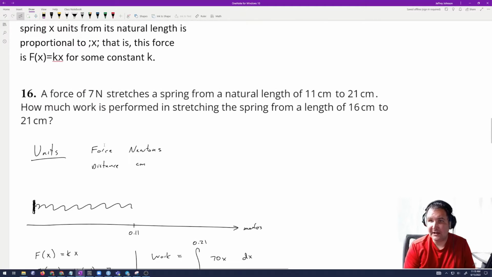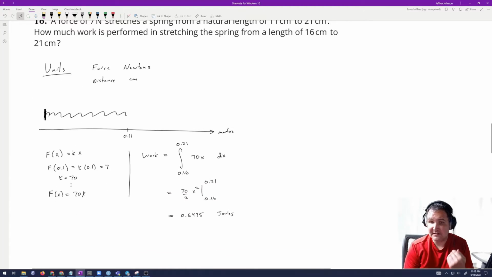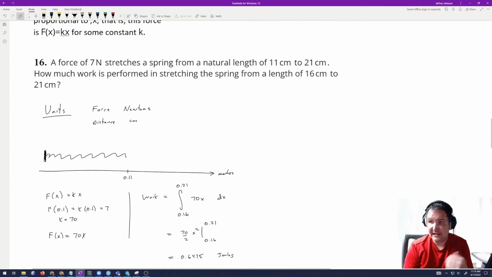So that is how much work it is to move the spring this far. Keep an eye on the units of the problem, and when you're talking about springs, you want to be able to find the spring constant, the constant of proportionality, given some information about the spring: what force did it take to move it what distance.